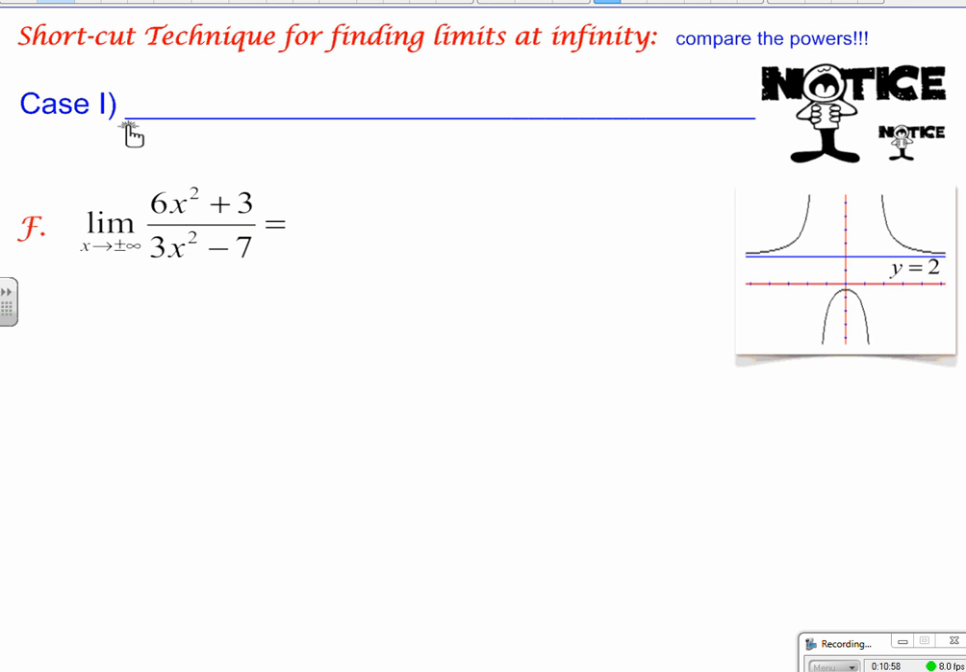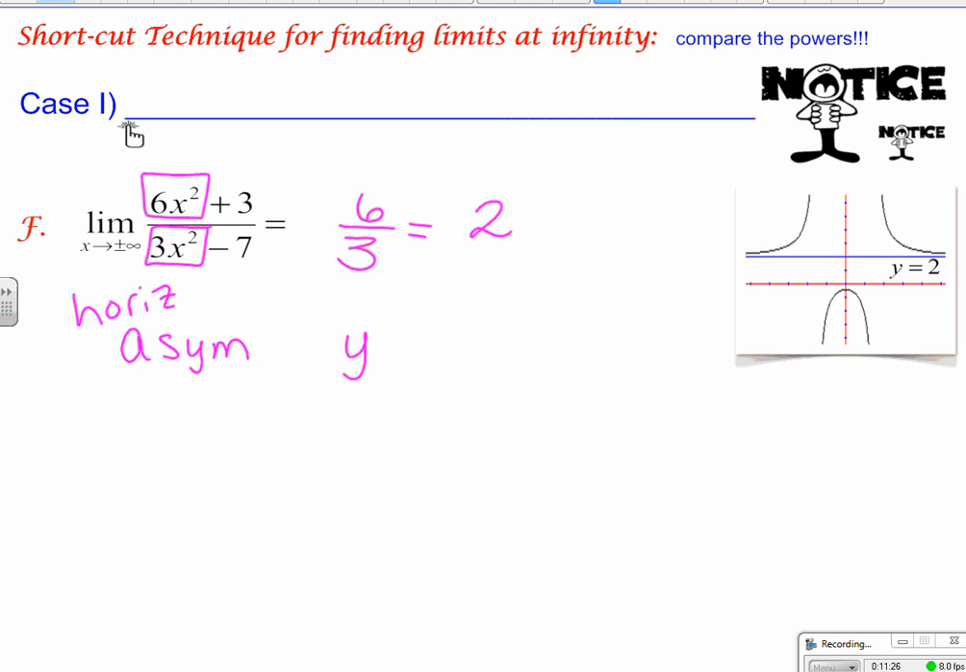And when I look at this one, I notice that 6x squared would be my highest degree term on the top, and 3x squared is my highest degree term on the bottom. I'm going to compare those two and take their coefficients, because the degrees were equal, and simply divide out those coefficients. My limit is 2. I know there is a horizontal asymptote at y equals 2, as demonstrated in this graph.